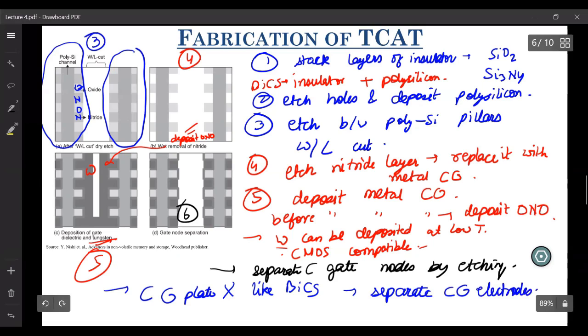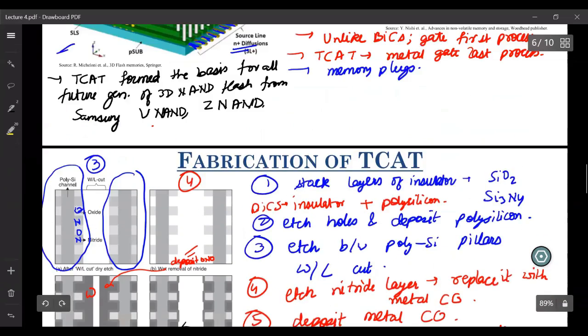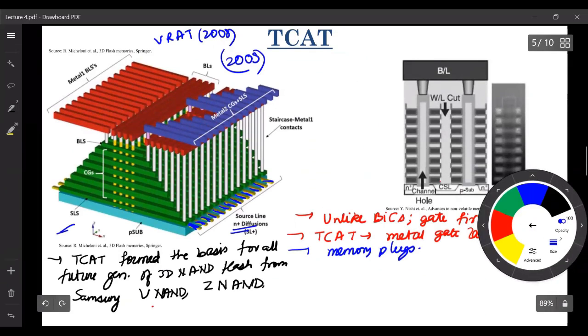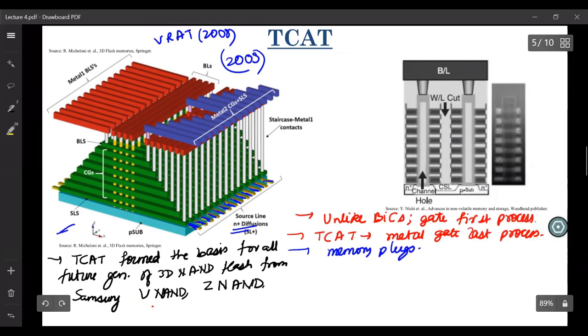Okay, so now that we have discussed the fabrication, let us look at what exactly this WL cut is and what its importance is. So once you have defined this WL cut, let me use the red pen. This is your WL cut in between your control gate electrodes.